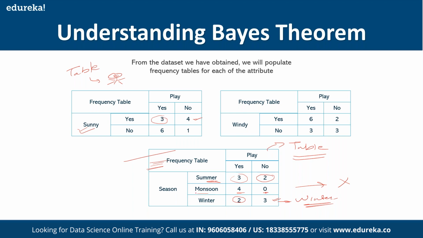As data scientists, we need to quantify what were the conditions in which we did not play and what were the conditions in which we played. What were the conditions? We want to understand that. Now in summer, I told you there are two conditions, sunny and windy. Now let us understand it in detail.